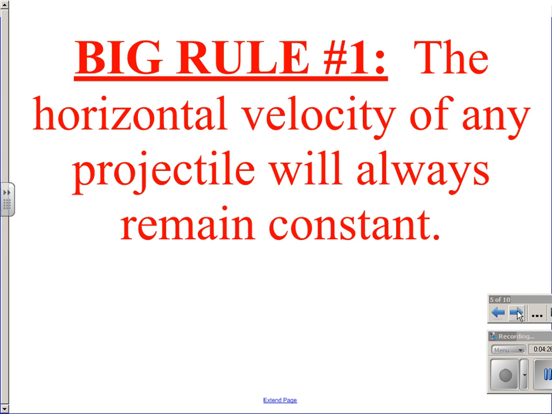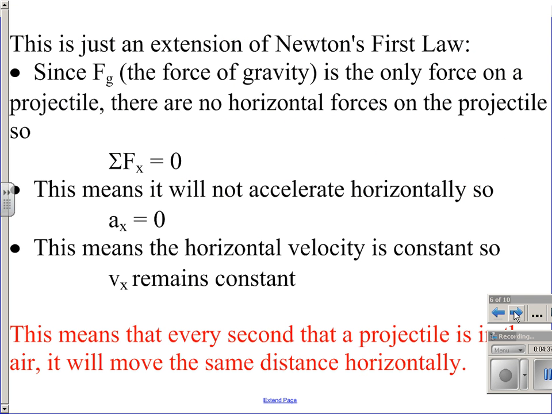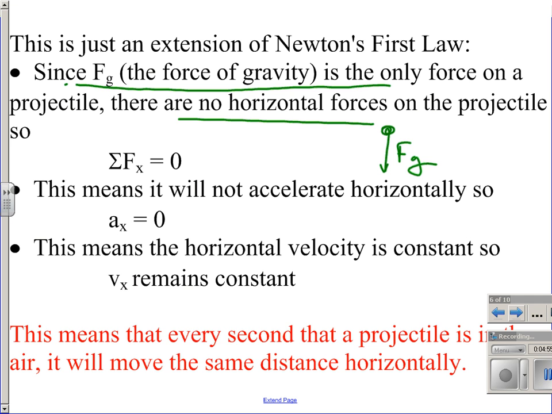Here's the first big rule. First big rule tells us that the horizontal velocity of any projectile will always remain constant. The horizontal velocity of any projectile will always remain constant. All right. That's just an extension of Newton's first law. You guys already know this. All right. Think about it. After you throw that projectile, the only force on it is gravity, right? What that means then is that there's no horizontal forces on it, right? Because gravity just pulls stuff downwards, right? So there's nothing pushing it either this way or this way, right?